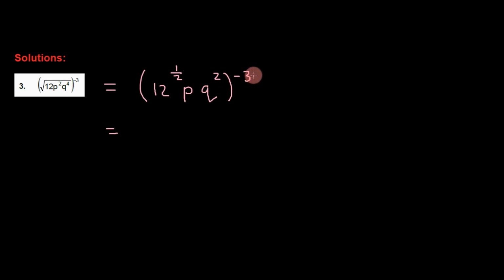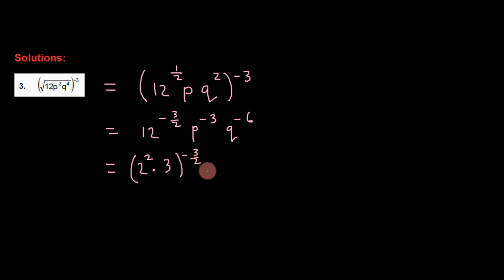Now we can multiply the power outside the brackets by each power inside the brackets. So it's going to be 12 to the negative 3 over 2, p to the negative 3, q to the negative 6. We can now use prime factors of 12, so it's 2 squared times 3, and then multiplying the powers again. 2 times negative 3 over 2, the 2's cancel, and we're left with 2 to the negative 3. Then 3 to the negative 3 over 2, p to the negative 3, q to the negative 6.